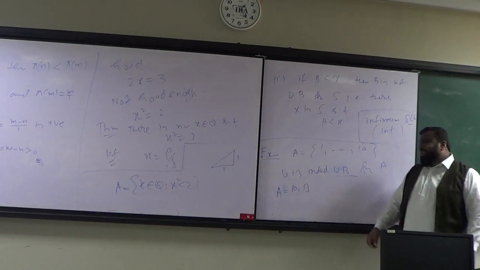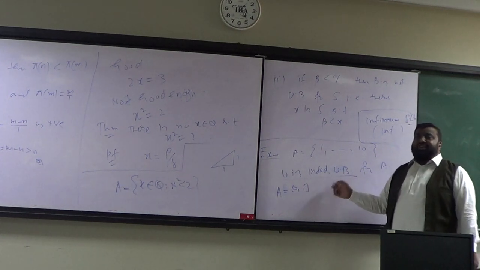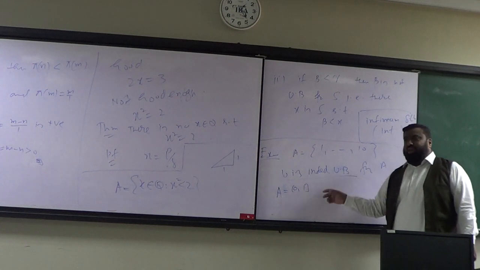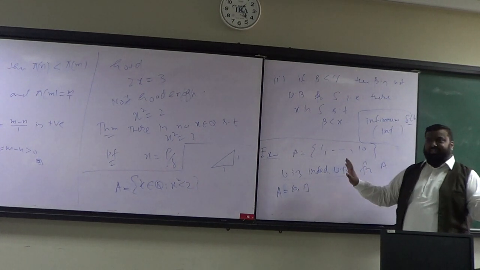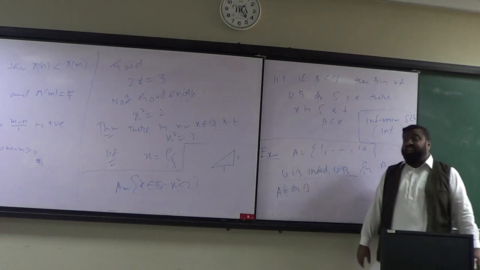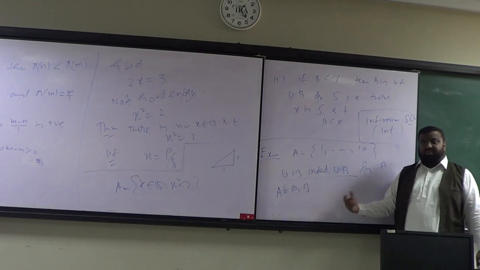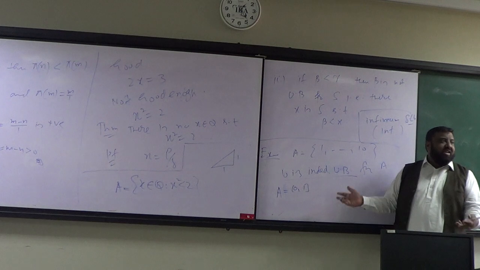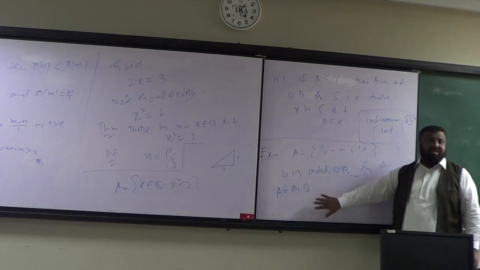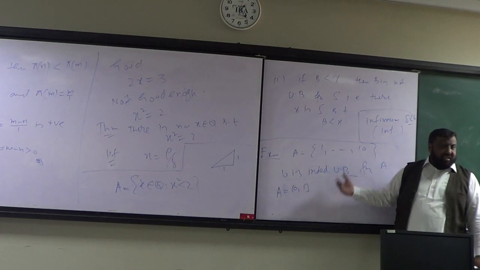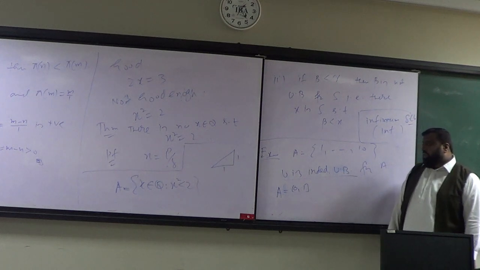Okay, let's define it. This interval 0 to 1 is the set of all rationals between 0 and 1. 0 is not included, including 1. So we can define it in that way. It's a subset of the rational numbers which contains all rationals between 0 and 1.